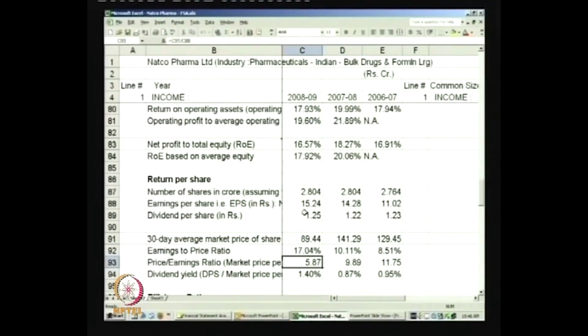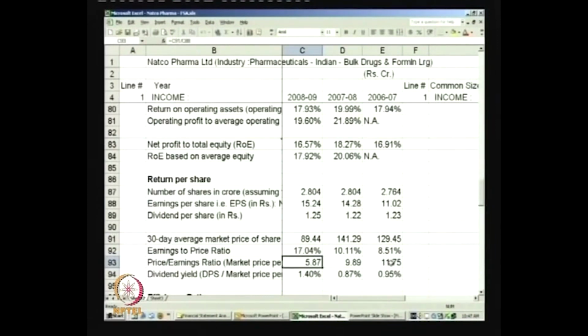This is because of two things: one is that earnings per share itself has gone up, and the second is that the market price of the share has gone down from 129.45 to 89.44. So, because of the decrease in the numerator value and the increase in the denominator value, that is earnings per share, the price earnings ratio has actually come down.